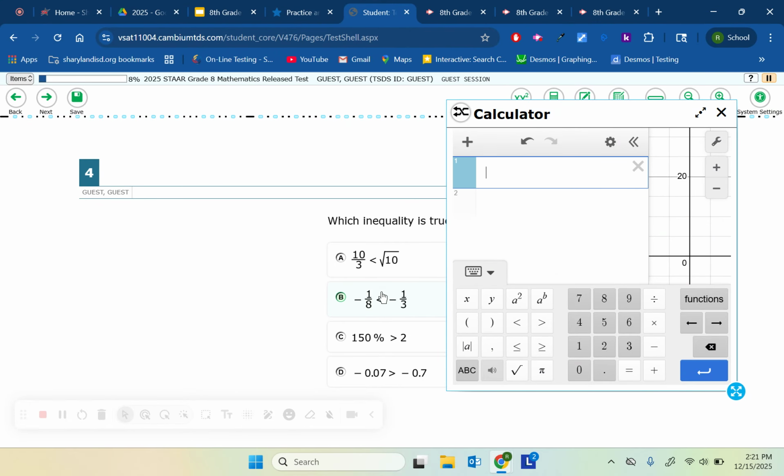Here's the only thing I like to talk about with my fourth grade math teachers too: what happens when the fractions are negative? Different game, completely different game. So negative 1 divided by 8 is negative 0.125. And then we've got negative 1/3.